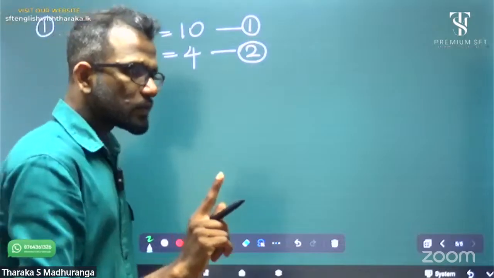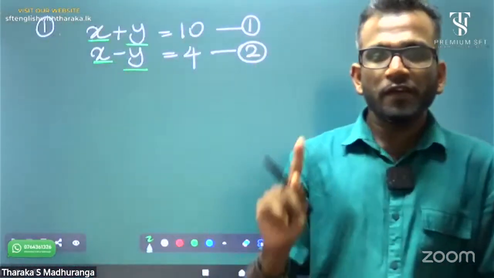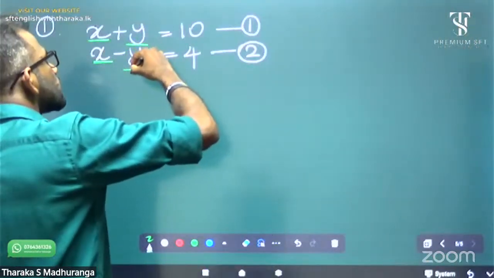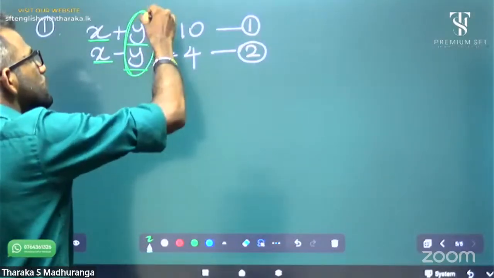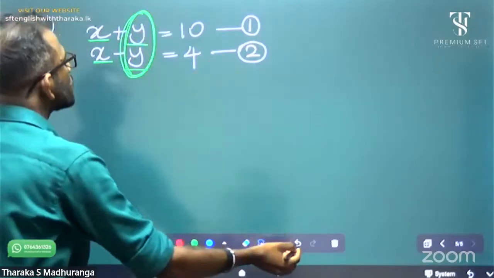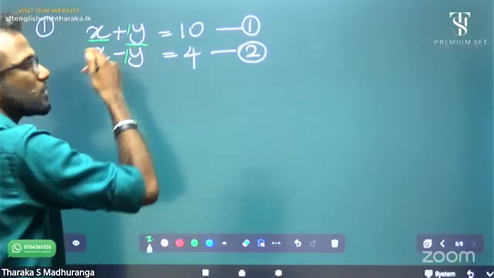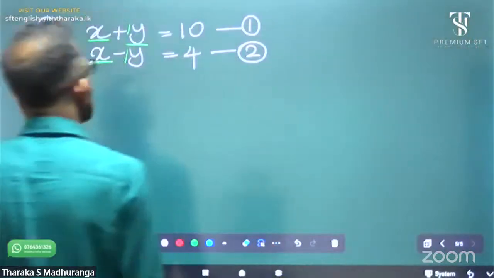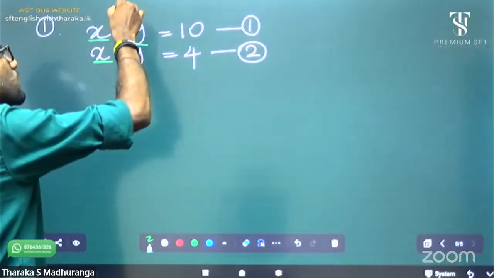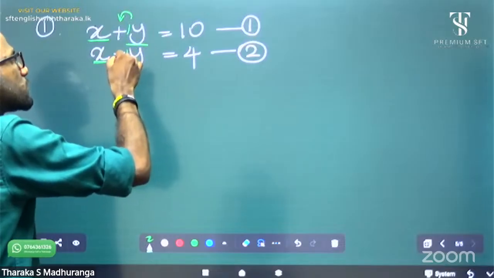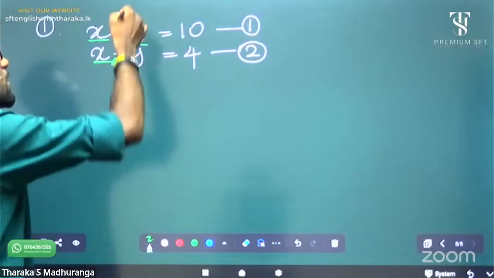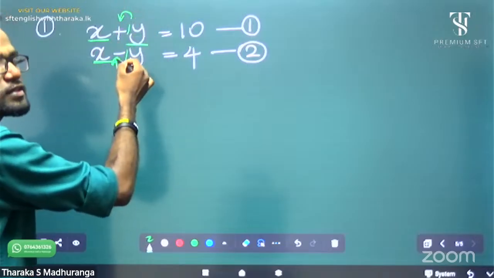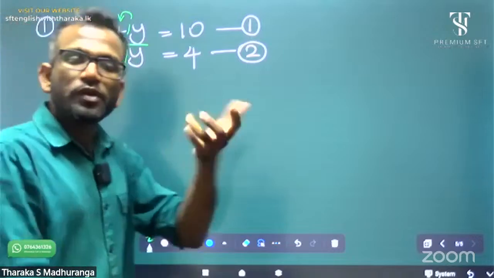First of all, you have to make one coefficient equal. The coefficient of the y variable should be the same. Here there is no explicit coefficient, so it's 1 to 1, the same. Now consider the sign of the coefficient. In the first equation it is plus 1, in the second equation it is minus 1. So the signs are different.